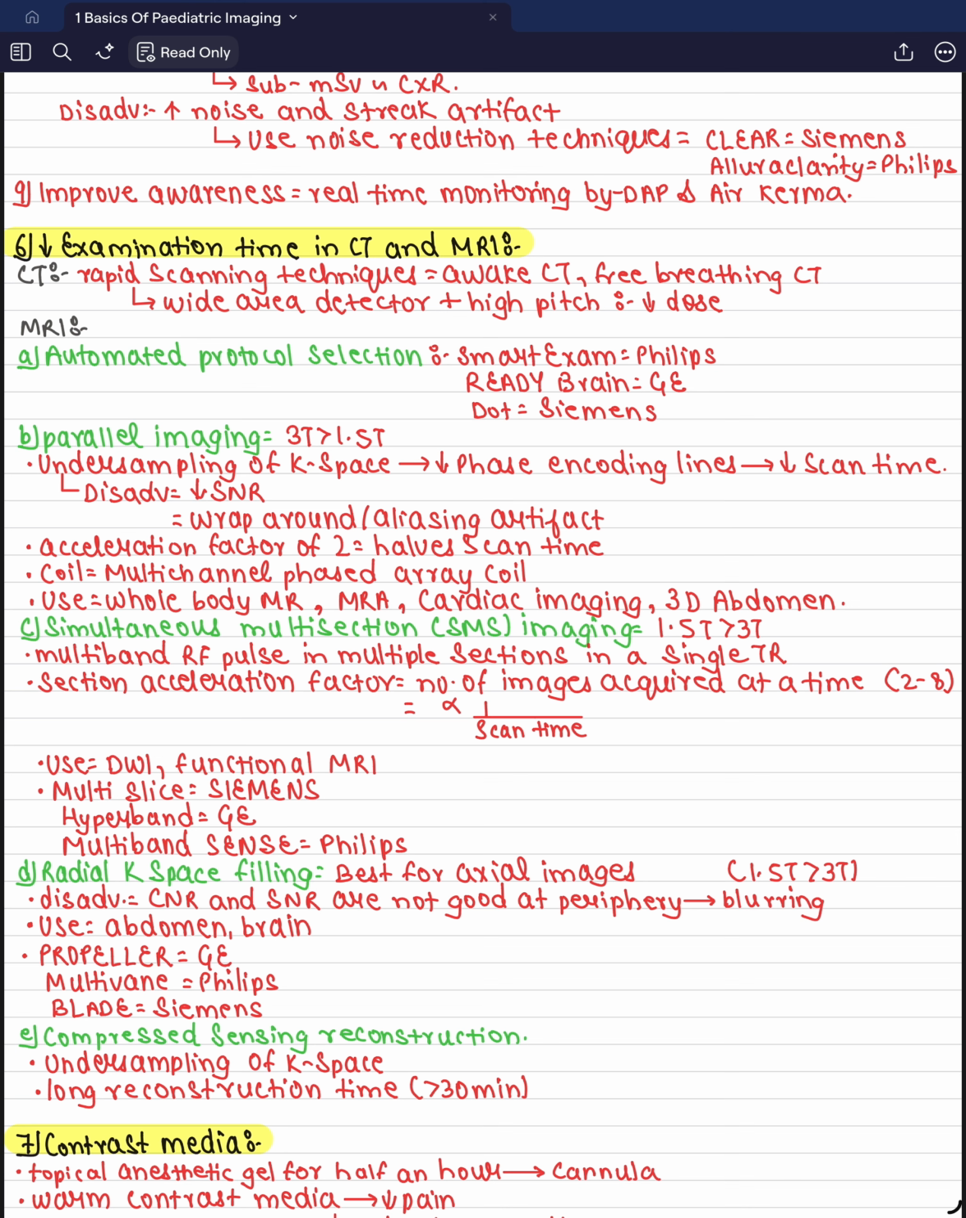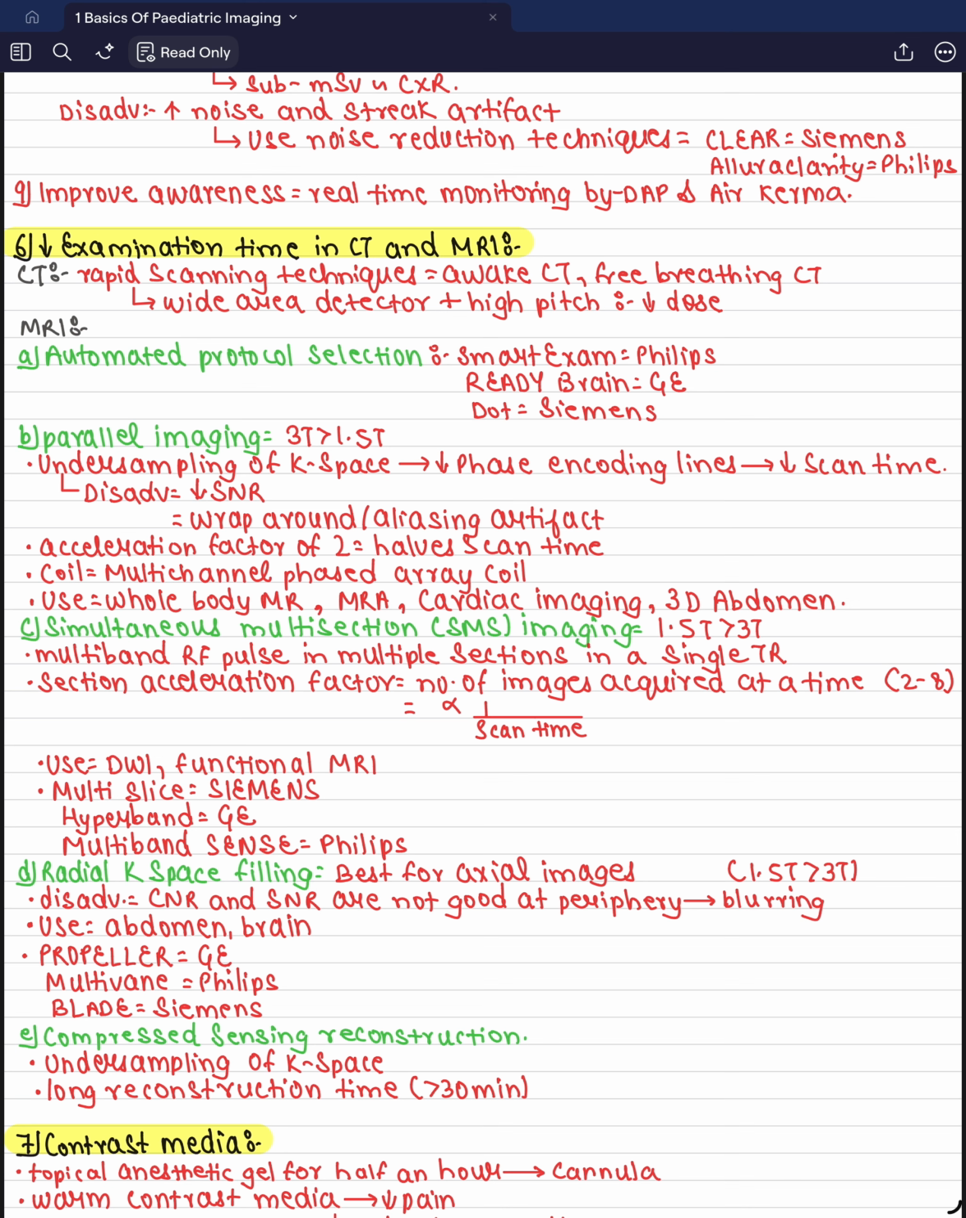Because you are undersampling K space and decreasing the scan time, there is something known as the acceleration factor. If you are using an acceleration factor of 2, it will halve the scan time. Which coil do you use in parallel imaging? Multi-channel phased array coil. And because in parallel imaging the scan time is less, where should you use it? In whole body MRI, in MR angiography, in cardiac imaging, and while taking 3D scan of the abdomen, because less time will be required.